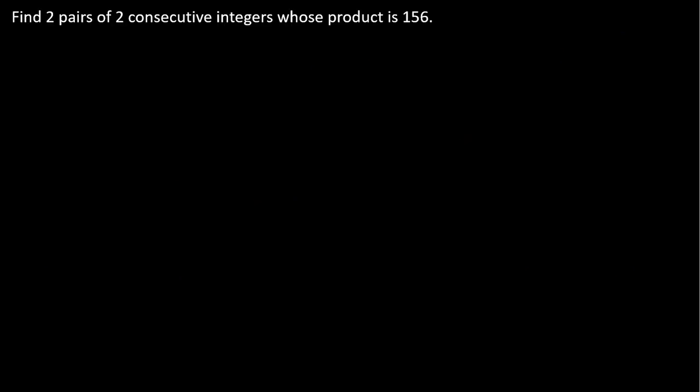Find two pairs of two consecutive integers whose product is 156. It might not be obvious that this comes out as a quadratic, but you have to play around with this a little bit. The first thing you have to think about is just two consecutive integers. What are two consecutive integers? Can you think of two? That would be like 7 and 8, or -10, -9. Those are consecutive integers, one after the other.